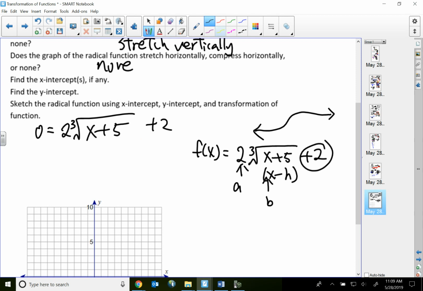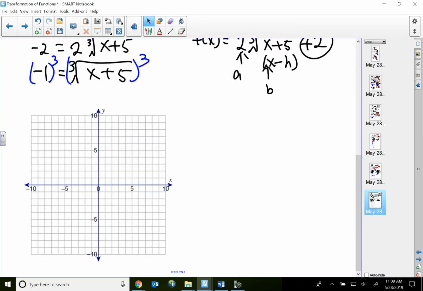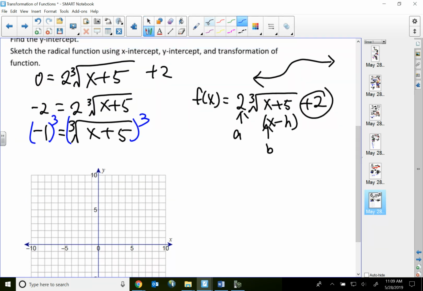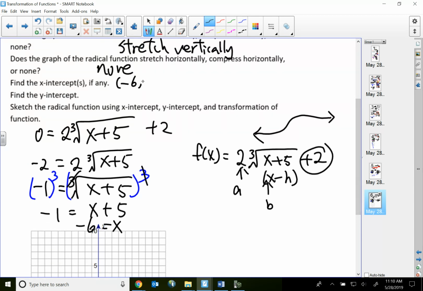Move the positive 2 over. That will be negative 2 equals 2 times the cube root of x plus 5. I only got 2 terms here, so I'm going to divide both sides by 2. To get rid of the cube root, I'll just cube both sides. Negative 1 to the third power is still negative 1. So that's negative 1 equals x plus 5. So x equals negative 6. The x-intercept is (negative 6, 0).